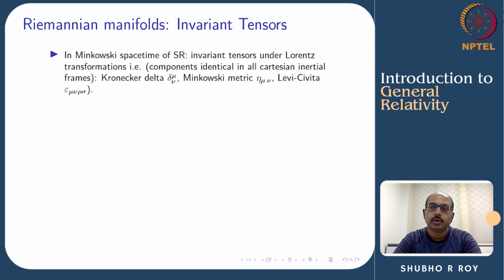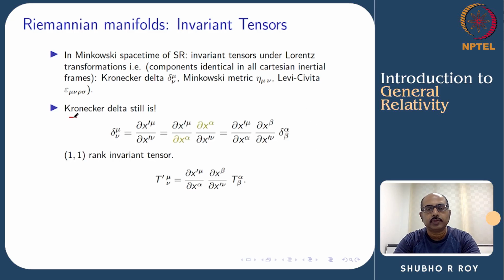All right. So let's revisit the notion of invariant tensors. So in Minkowski spacetime of special relativity, invariant tensors are invariant under Lorentz transformation. That is, their components remain the same in all Cartesian inertial frames. So you start with some Cartesian inertial frame, you do a Lorentz transformation, you think the tensor will change because the basis has changed, but it turns out that the components do not. So these kinds of tensors are called, as you know very well, invariant tensors. And there were 3 of them: the Kronecker delta, Minkowski metric, and the Levi-Civita. Okay, so let's take each one of them one by one.